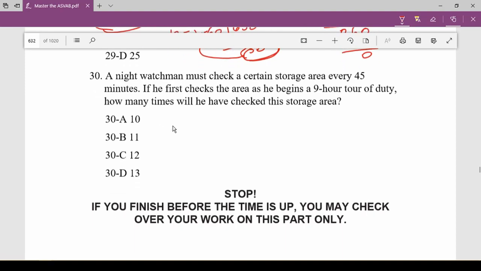All right, final question. A night watchman must check a certain storage area every 45 minutes. If he first checks the area as he begins a 9-hour tour of duty, how many times will he have checked the storage area? So first we need to figure out how long his duty is going to be. We can make up a time if we want. So I'm going to say he's going to start at 12 a.m., in which case he's going to finish his shift at 12 to 1, 1 to 2, 2 to 3, 3 to 4, 4 to 5, 5 to 6, 6 to 7, 7 to 8, 8 to 9. He's going to finish at 9 a.m. That's a 9-hour shift.